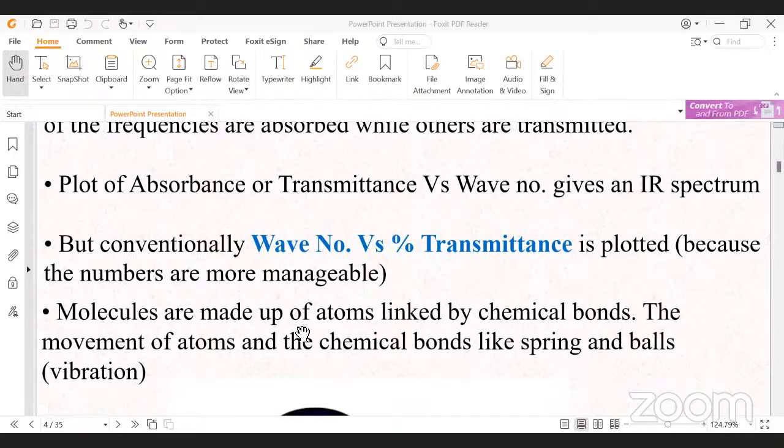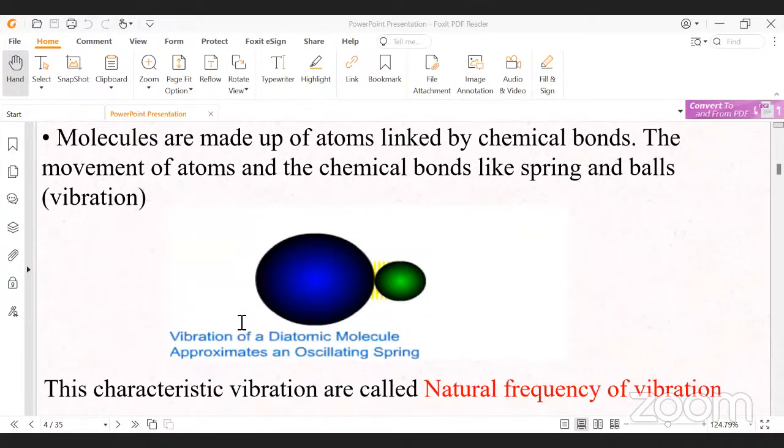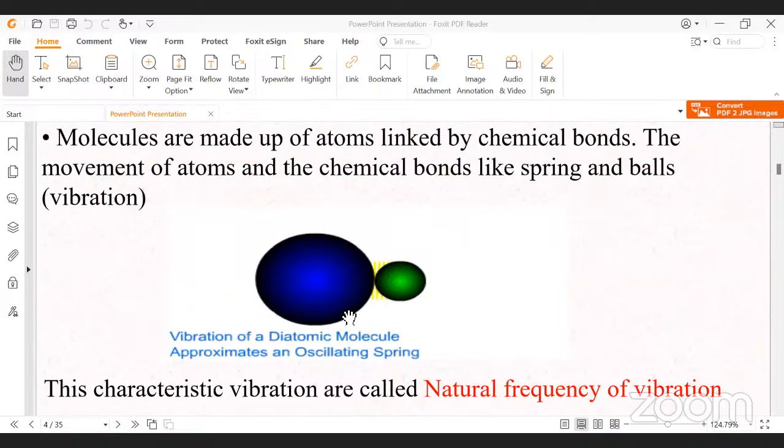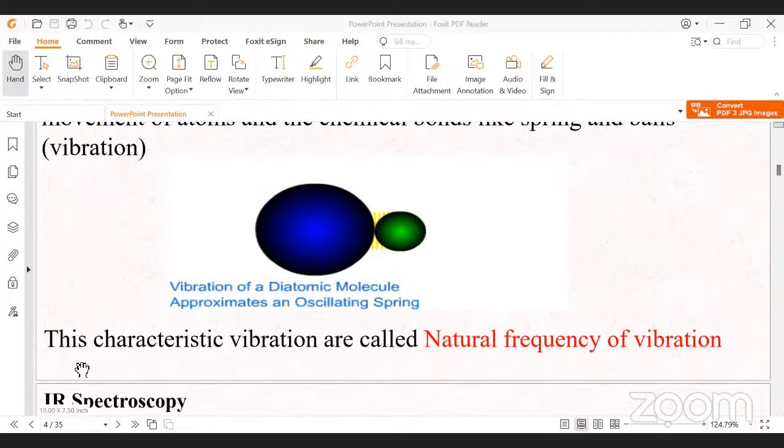Molecules are made up of atoms linked by chemical bonds. The movement of atoms and chemical bonds is like spring and ball vibrations. Here we consider the bond between two atoms: the blue color is one atom and the green color is another atom. The bond between them is considered like a spring. These characteristic vibrations are called the natural frequency of vibration.